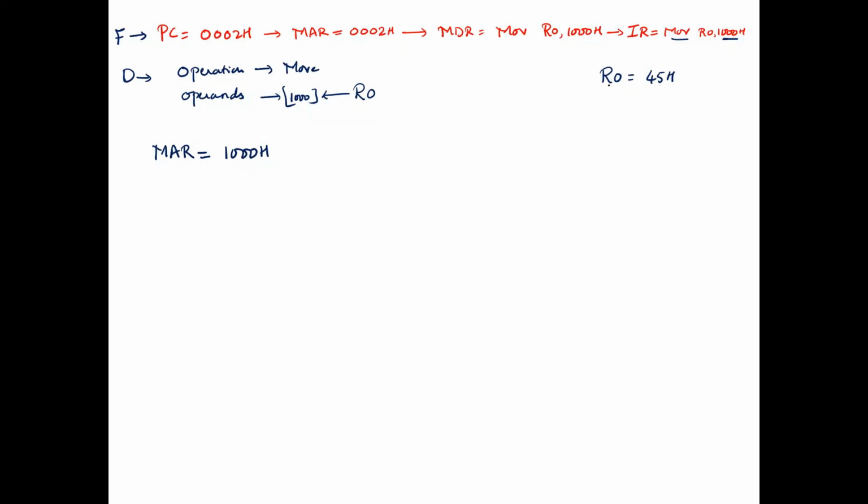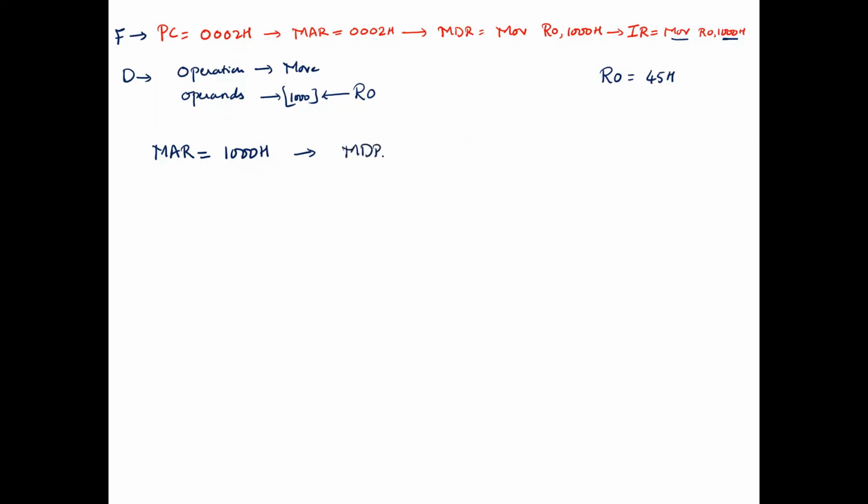Can we put directly the content of R0 into the memory location whose address is pointed by MAR? The answer is no, because R0 is not connected between processor and memory. So what will it do? Next, it will copy the content of R0 into MDR.